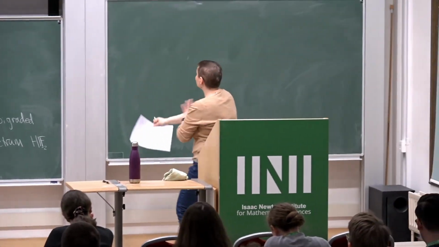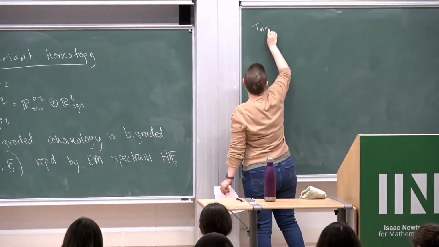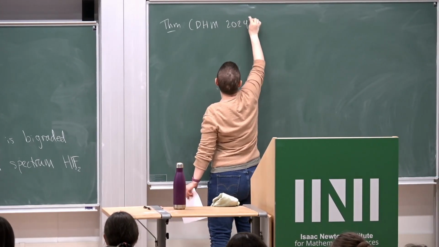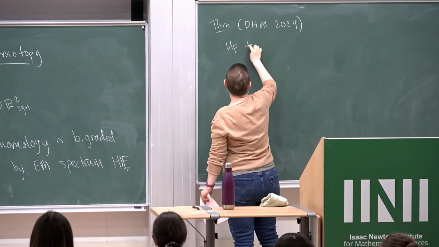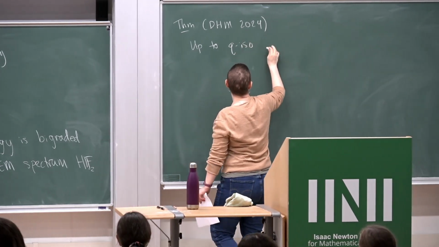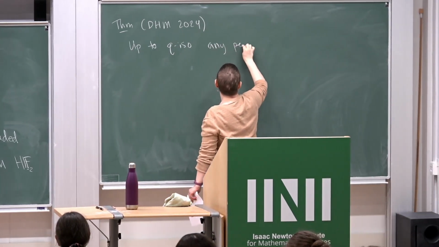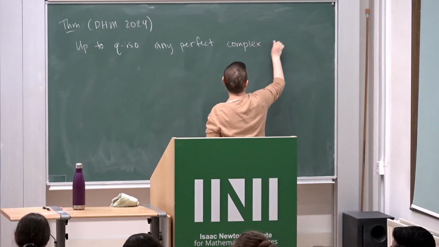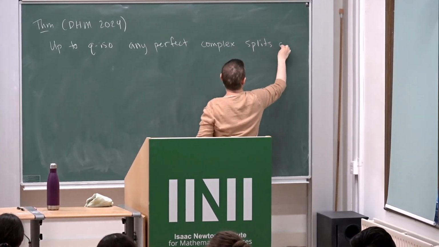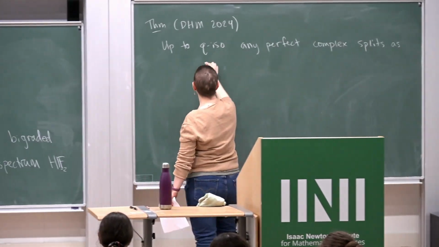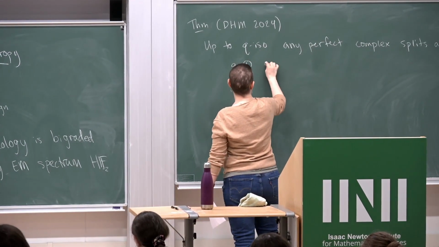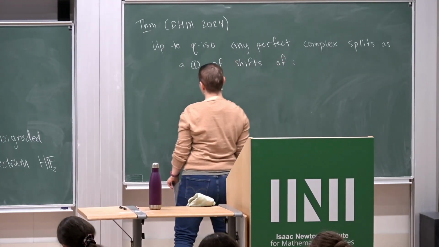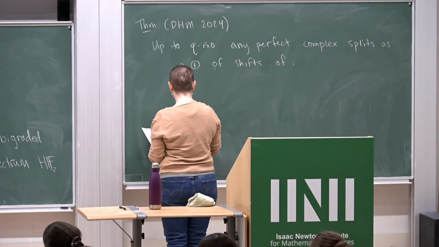Okay, so what we get is that up to quasi-isomorphism, any perfect complex splits as a direct sum of shifts of, and then we had 4 types of complexes.